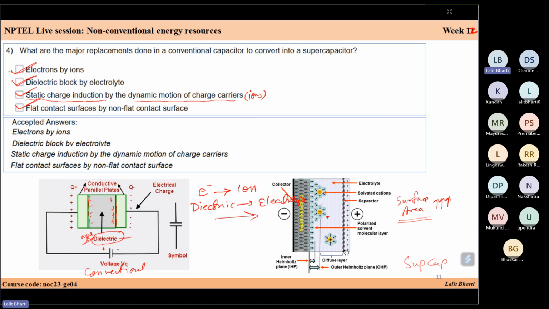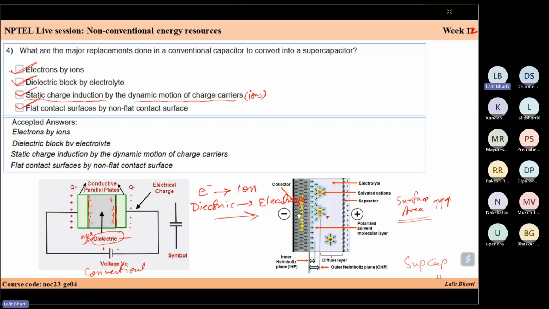Then the fourth option is flat contact surfaces replaced by non-flat contact surfaces. A flat contact surface means that in a metal plate everything is quite flat. Flat means there's no porosity, nothing like that. You just have, say, a 1 by 1 meter plate. But we have discussed that in supercapacitors you will replace your plates with electrodes. These may have a porous structure, or different kinds of morphologies. So basically, you will have a non-flat contact surface. So all options are correct.